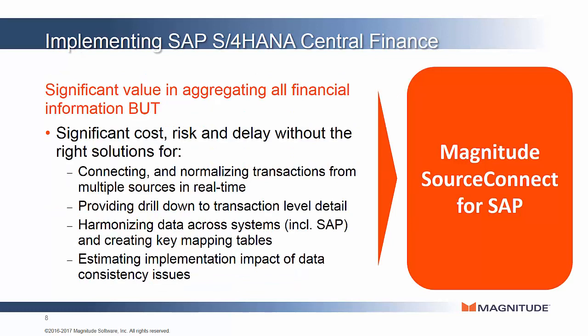So final slide here to summarize. There is significant value in Central Finance and in aggregating all financial information together, but if you do not have the right solutions for integrating this data from multiple sources, then you're running the risk of significant costs and delays in connecting and normalizing transactions from multiple sources, providing drill down to transaction level detail, harmonizing data across systems, and even in estimating the implementation project scope based on the consistency, completeness, and quality of data from all source systems. Magnitude SourceConnect for SAP is a platform that is designed to help solve all of those problems.